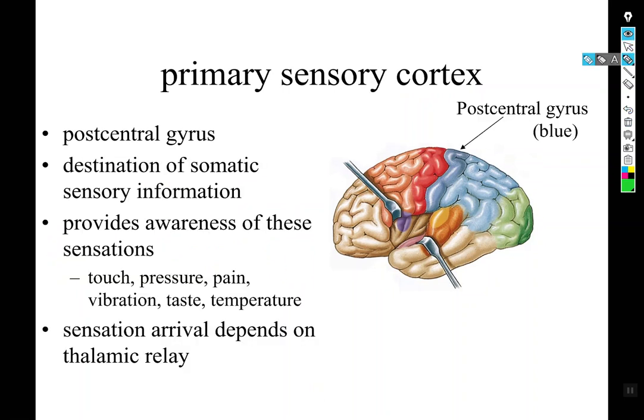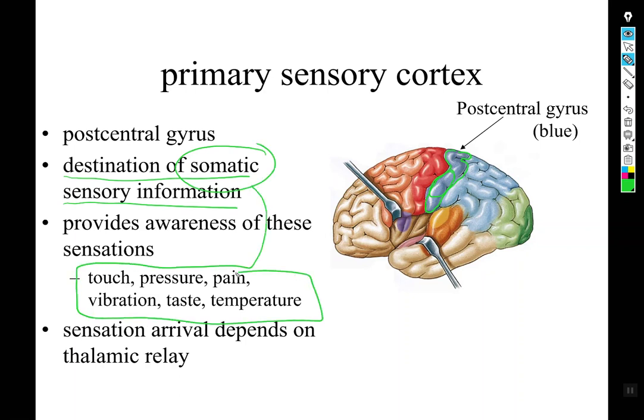So the primary somatosensory cortex is here, and it also has a map of your body. But instead of having a motor map, like maybe this area controls hand muscles and this area controls arm muscles, the primary somatosensory cortex contains a map that is sensory. So information coming from your hands, for example, is going to be directed to the hand area of the cortex. So this is the ultimate destination of somatic sensory information. Remember, somatic sensory is not special sensory. Things like vision and hearing are considered special because they have different organs. We'll talk about those later.